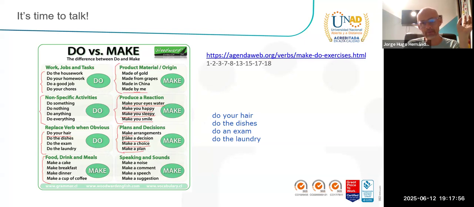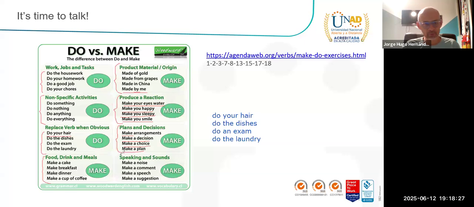En este caso, make, for example, make a decision. No es hacer, sino tomar una decisión. When you are going to say, yo voy a tomar una decisión, I'm going to make a decision. You can't say, I'm going to take a decision. No, you have to say, I'm going to make a decision. Make a choice. Hacer o tomar una elección o decidir algo, ¿no? Make a choice. Make a plan. Diseñar un plan, hacer un plan, planear, ¿no?